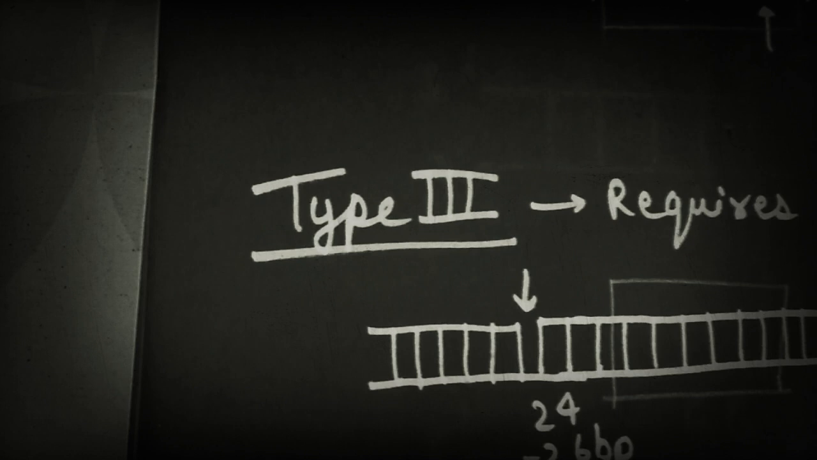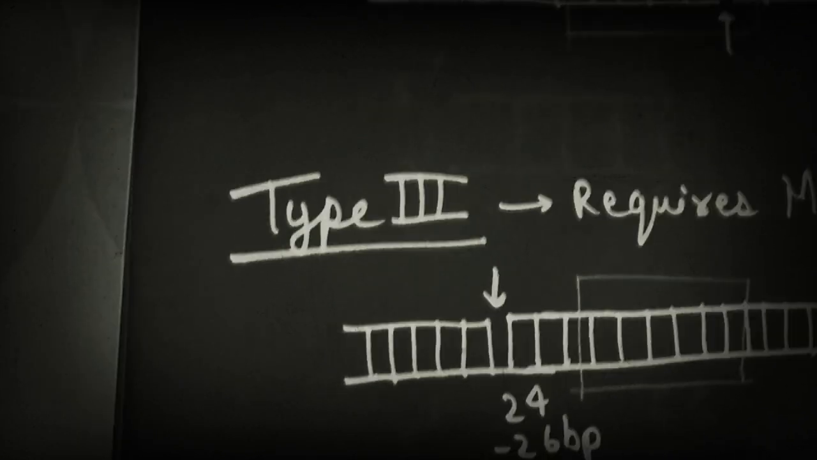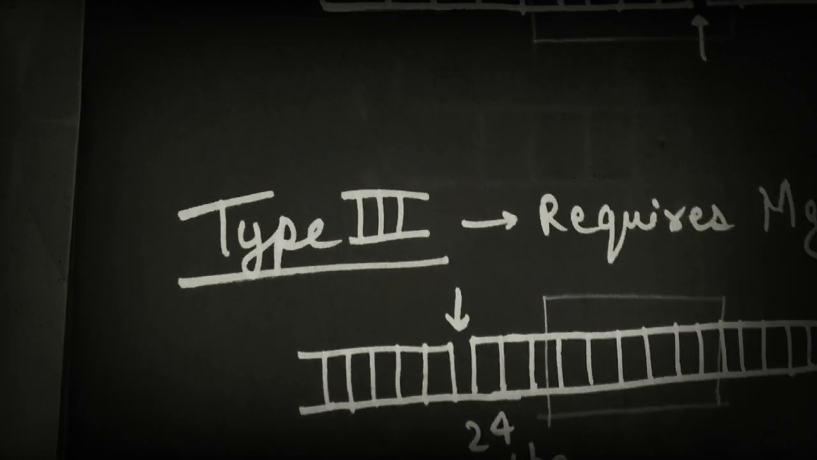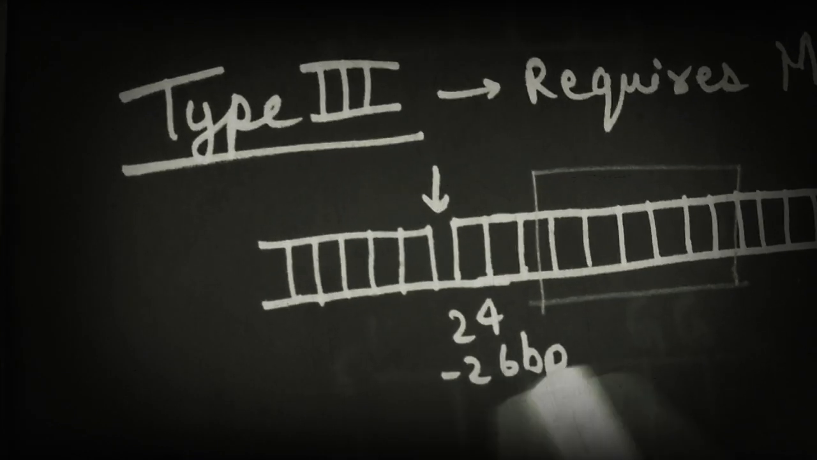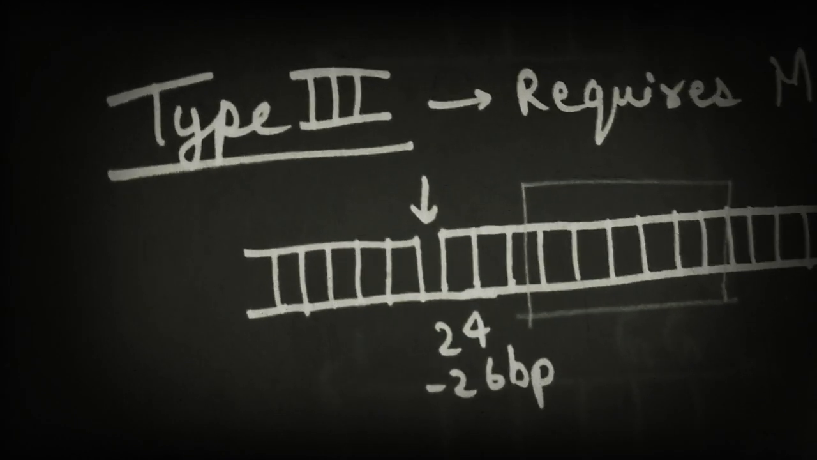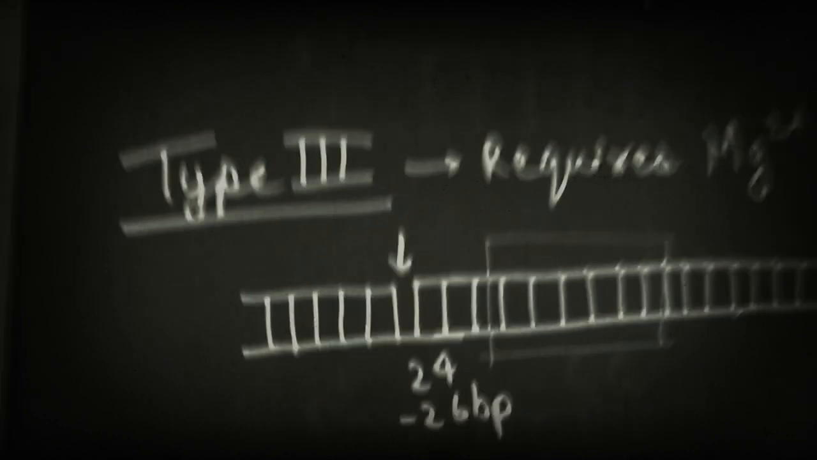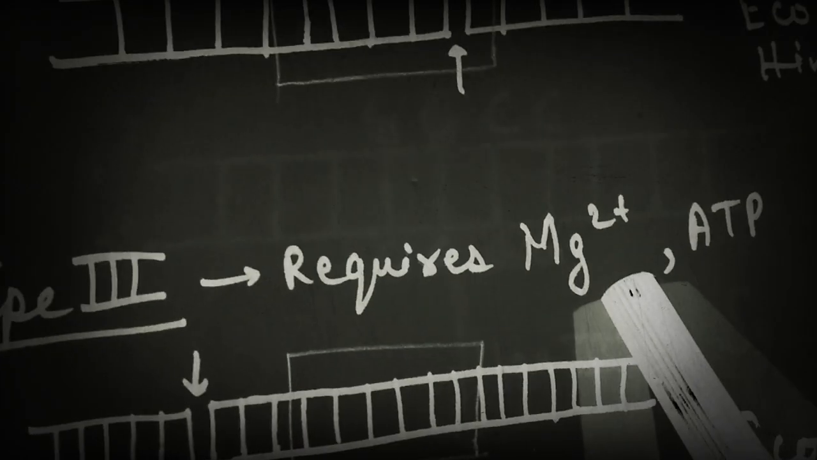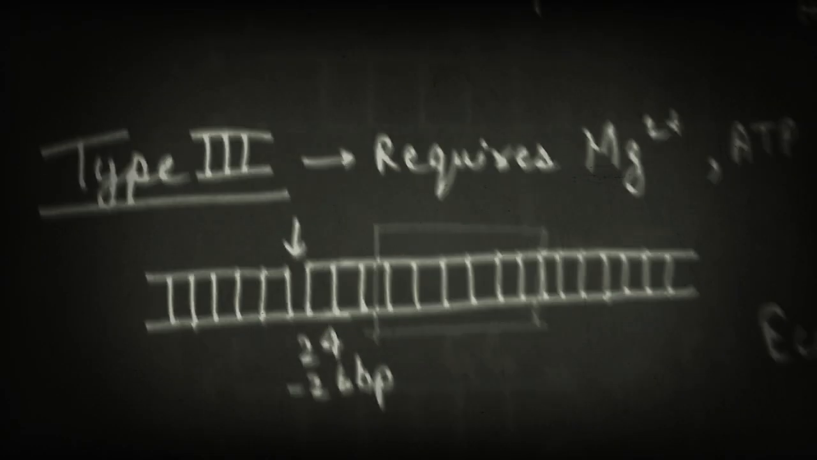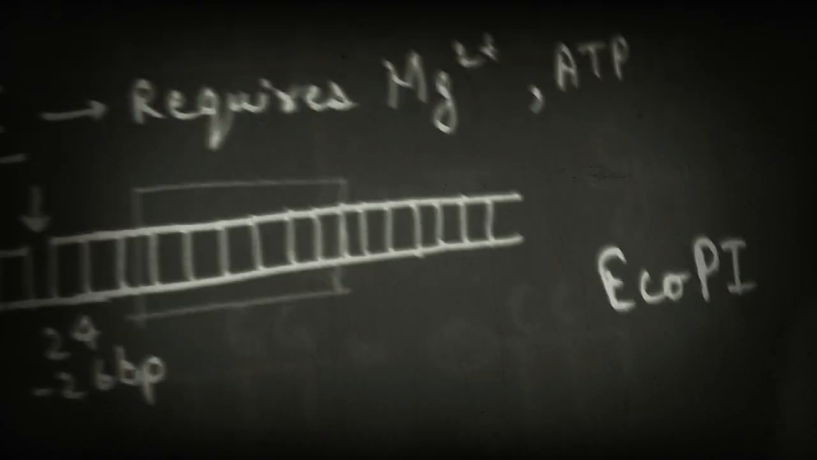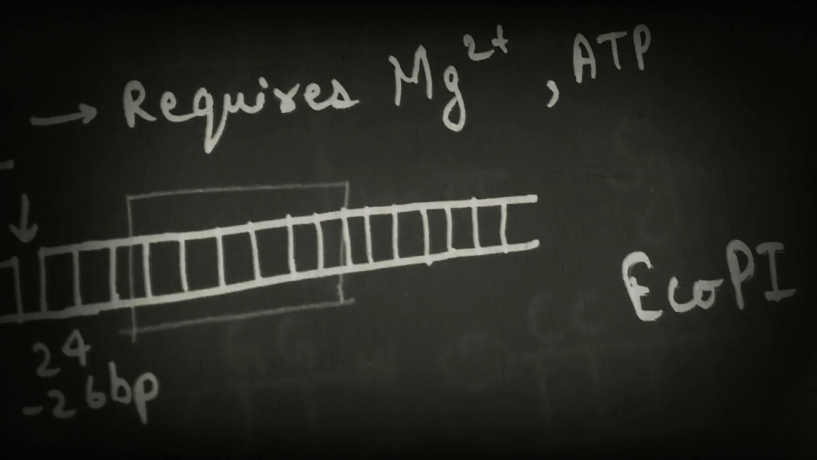Now type 3. This type of restriction enzyme recognizes and methylates the same sequence but cleaves 24 to 26 base pair away from the recognition sequence. It requires Mg2+ and ATP as cofactors. Example of type 3 restriction enzyme is EcoP1.